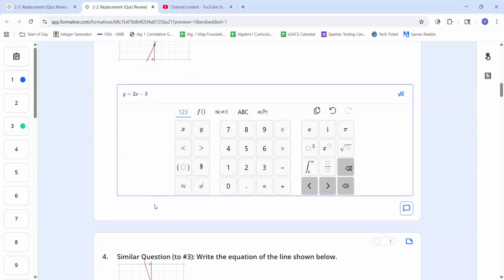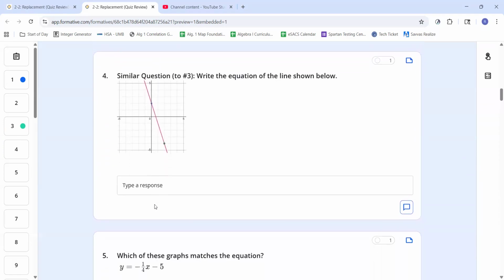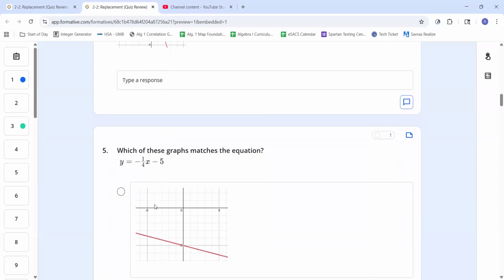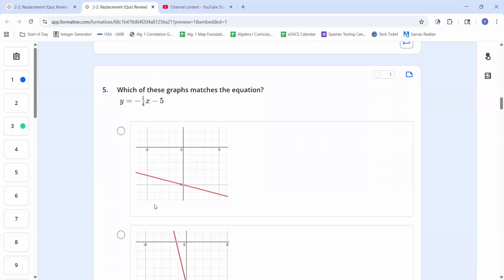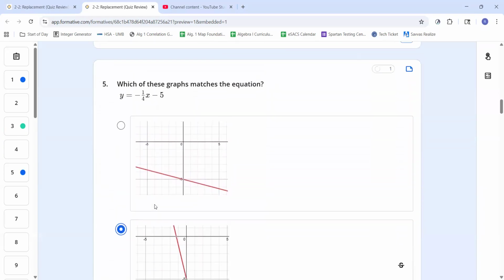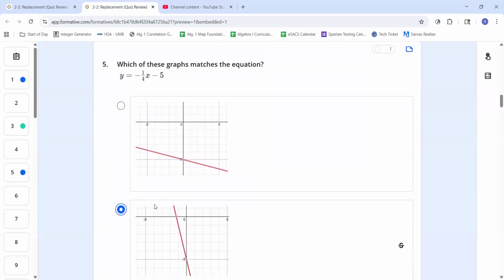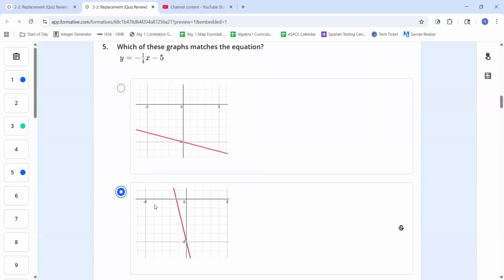All right, moving down, again, try that one on your own. Which of these graphs matches the equation? So yes, I know you could just go in and just start choosing one. Oh, it's red, so it's not right. But yeah, you'd want to probably take a little more time. So the slope here on this one is -1/4. So I'm looking for a downward traveling line that goes through the y-axis at -5.